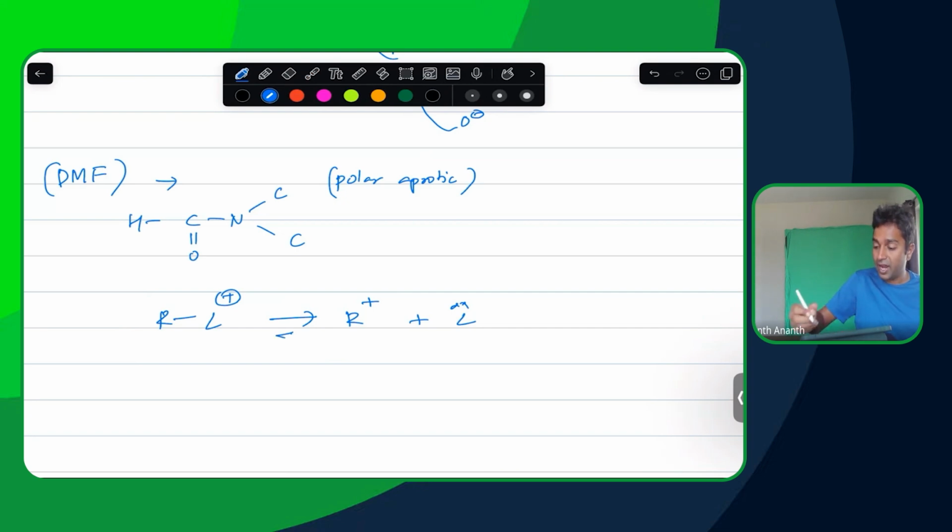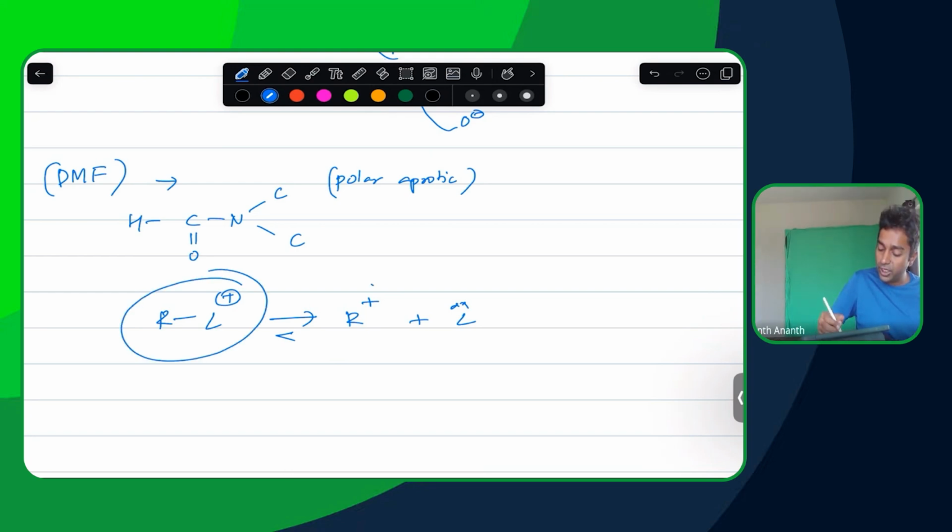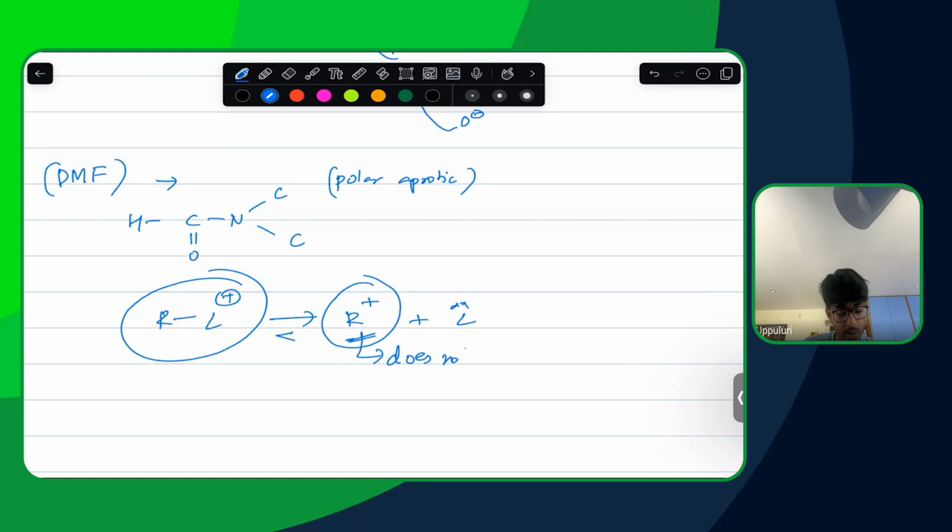But if I consider the reaction as an equilibrium, now I'm going to be considering that both of these are going to become more stable. Which one's stability is going to be more important now? Which one is inherently better? The RL plus is inherently more stable than the R plus. Why? Because the L is taking the lone pair and getting out, right? That means this R plus does not have octet.